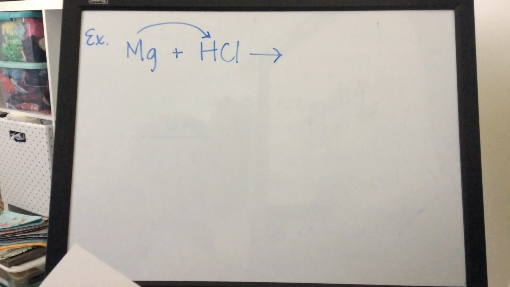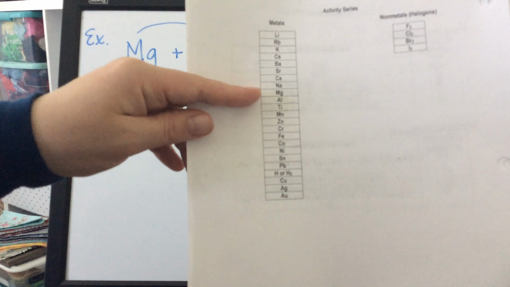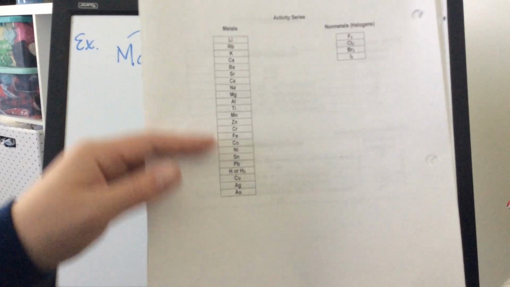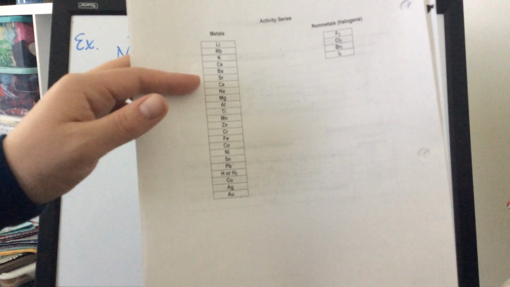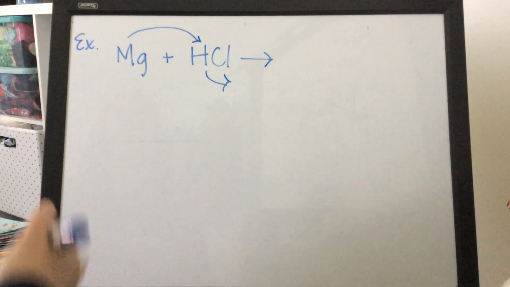Well, up until today, we didn't know the answer. And so now we have to consult our chart. So we're going to find magnesium, and we're going to find hydrogen. Hydrogen's all the way down here. So can magnesium kick out hydrogen? Yes. Magnesium is more reactive. So yes, this happens, which then means I'm going to treat this like a single replacement reaction.